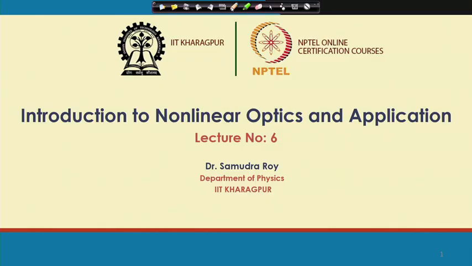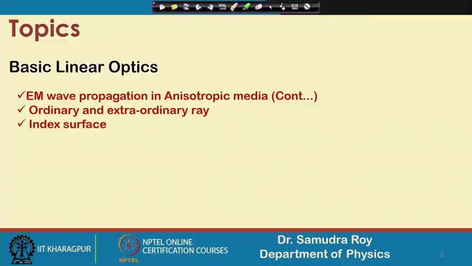So, welcome students to the next class of nonlinear optics and its application. We have already studied the basic linear optics in previous classes, and we will continue that. In the previous classes we were studying how the electromagnetic wave propagates inside an anisotropic medium, and how for different orientations of the k vector, what the direction of the k vector and the associated s vector, that means the Poynting vector, is.